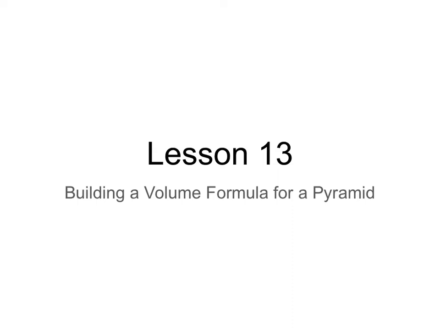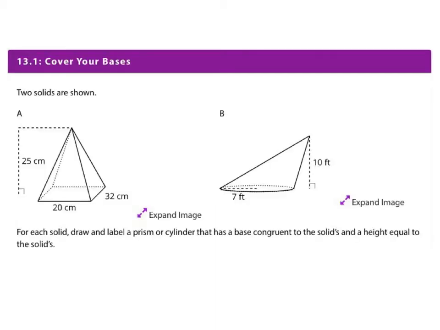And now we are in lesson 13, geometry. We are building a volume formula for a pyramid. Lesson 12 and 13 really go hand in hand, so I'm happy we're doing them together. Our little warm-up, cover your bases. Two solids are shown. For each solid, draw and label a prism or cylinder that has a base congruent to the solids and a height equal to the solids.